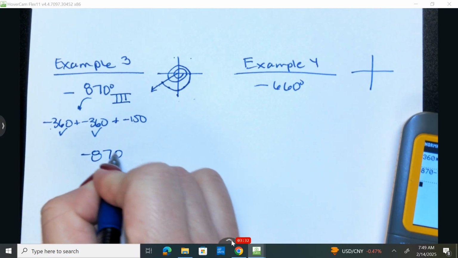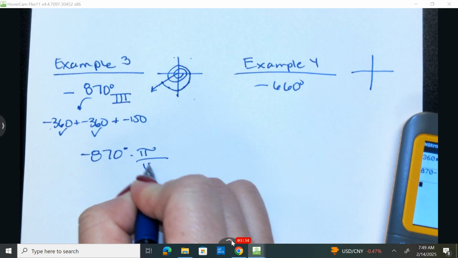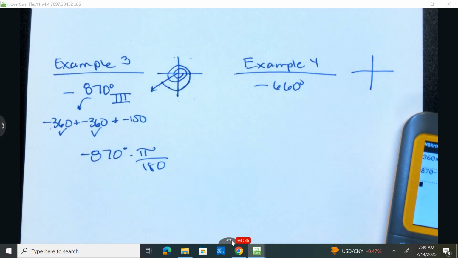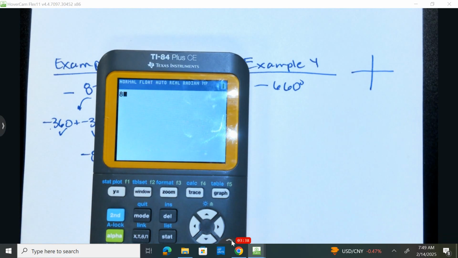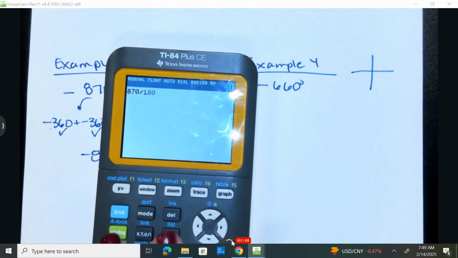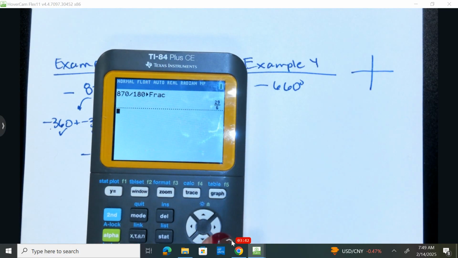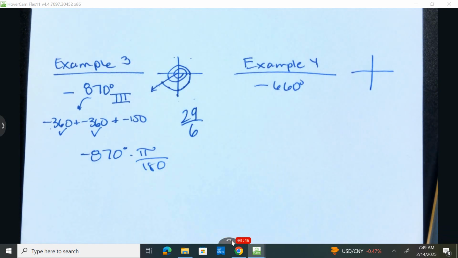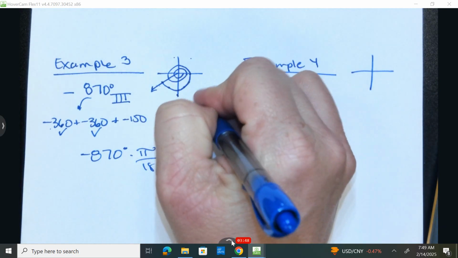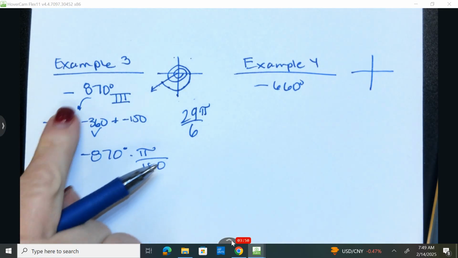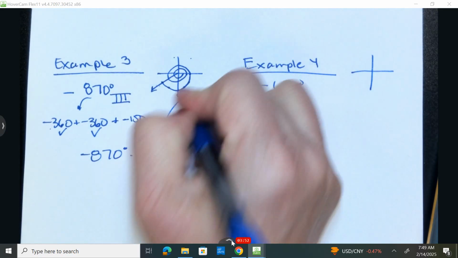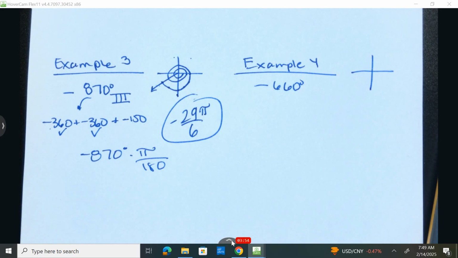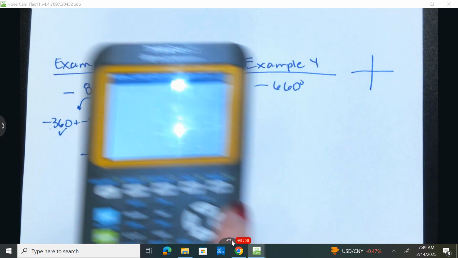Now I'm going to convert by taking 870 and dividing it by 180. 870 divided by 180, hitting math fraction, enter, enter. It reduces to 29 over 6. Now what I often see kids do is either just write 29 over 6 and they forget the pi on top, or in this case, sometimes they even forget the negative sign out front. Let's see if you were able to also answer number 4 correctly.